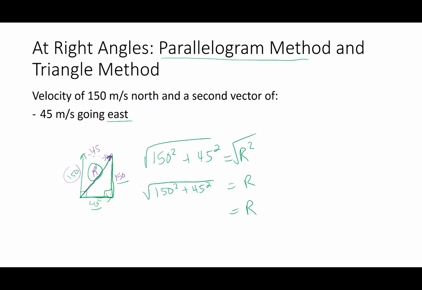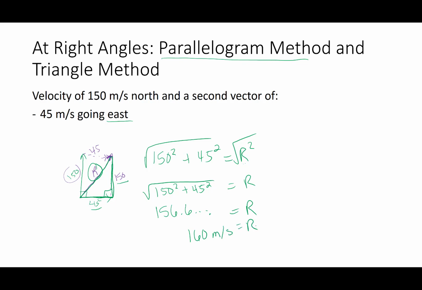Okay, when you type that into your calculator, you get 156.6, and the decimal keeps on going. Now we have two sig figs in this problem, so we would actually write our answer as 160 meters per second is equal to our resultant.